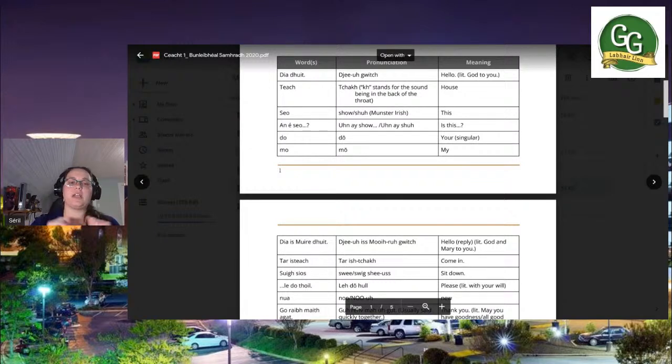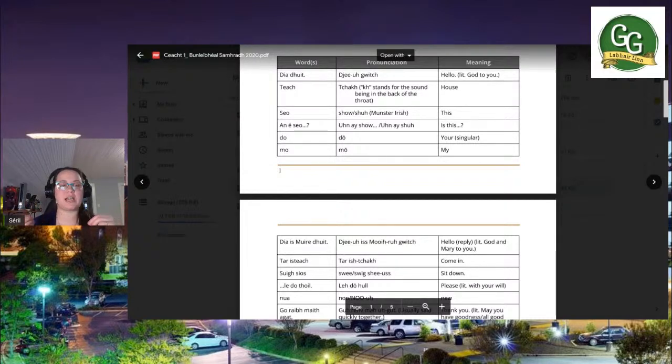So even in that first vocabulary section, we have "teach." So we have the T next to an E, so slender, is going to be that soft T with the ch sound tagged onto it.